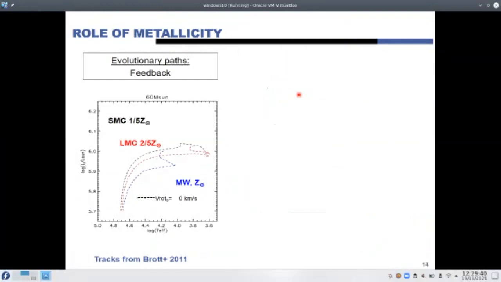And that's what I show here. This is another HR diagram with temperature increasing to the left, luminosity increasing upwards. And now the diagram shows the evolution of three stars with 60 solar masses at birth, but different metal content: one similar to the sun's solar chemical composition, another one 0.4, and the other one 0.2. And we see that the tracks are different. Now, if you remember, I said that luminosity and temperature determine the feedback of massive stars into the interstellar medium. So these differences are not trivial. It means that feedback into the ISM is going to change.